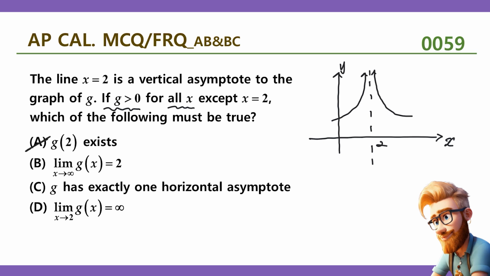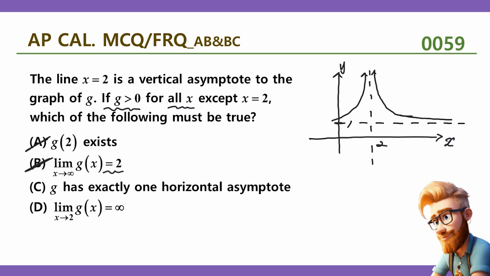Answer choice B. As x approaches infinity, g of x is equal to 2. Well, x approaches infinity has to do with the horizontal asymptote of the function, right? Is the horizontal asymptote of the graph of g always equal to 2? No, right? We could have, let's say for example, let's say here is 1. So we could have a horizontal asymptote at y equal 1, right? Like this. Does that make sense? So this is not always equal to 2.